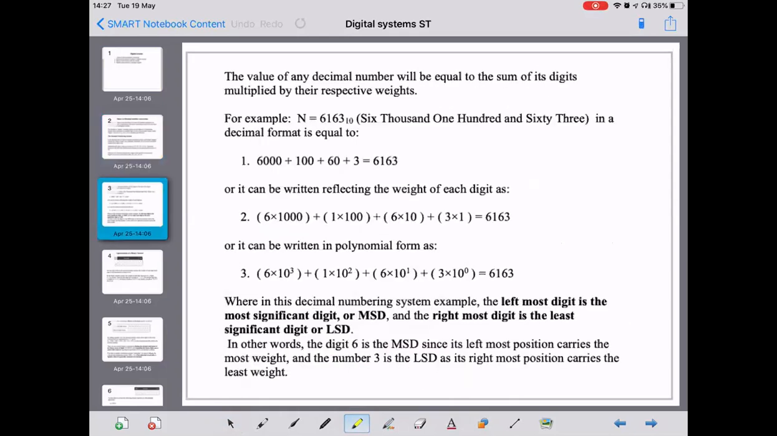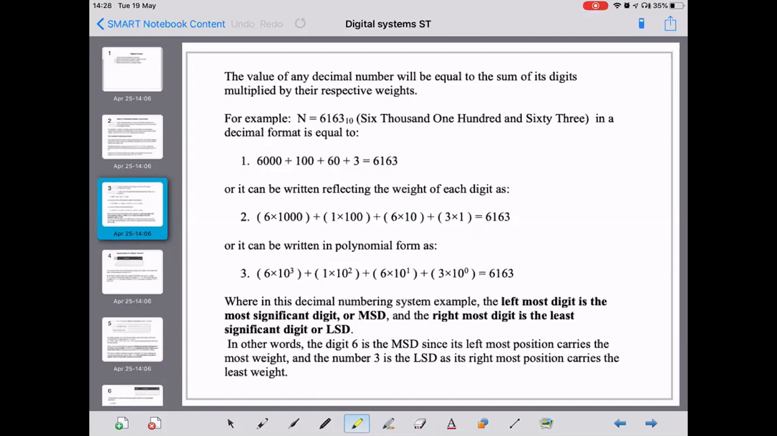So the value of any decimal number is equal to the sum of its digits multiplied by the respective weights. So for example, the number 6163 to base 10, 6,163. We've got 6 times 1,000, 1 times 100, 6 times 10, and 3 times 1.